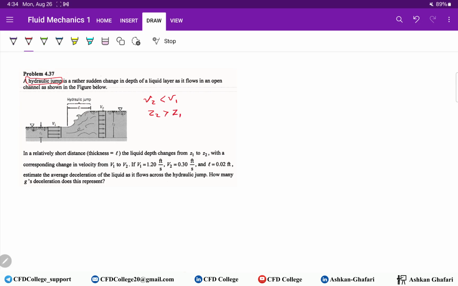A hydraulic jump is a rather sudden change in depth of a liquid layer as it flows in an open channel, as shown in the figure below. In a relatively short distance, thickness L, the liquid depth changes from Z1 to Z2 with a corresponding change in velocity from V1 to V2.